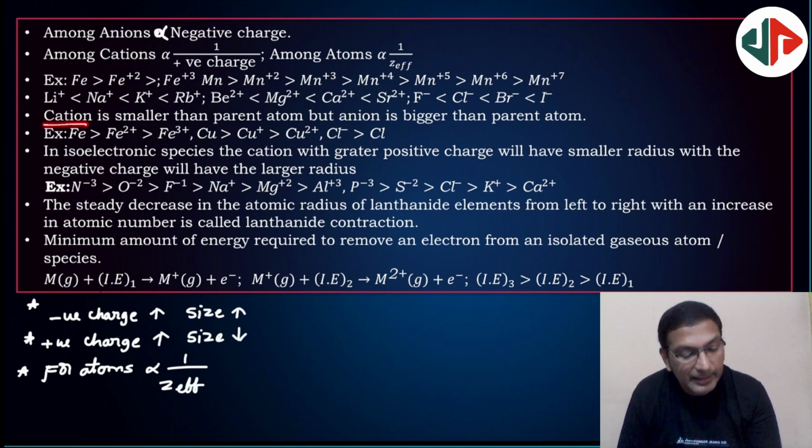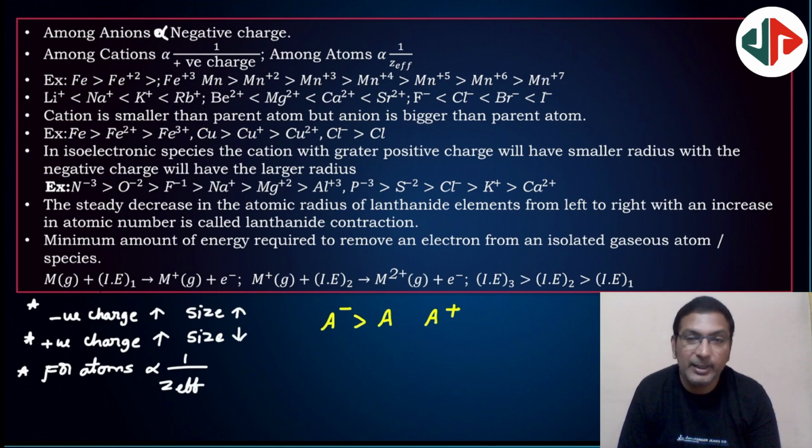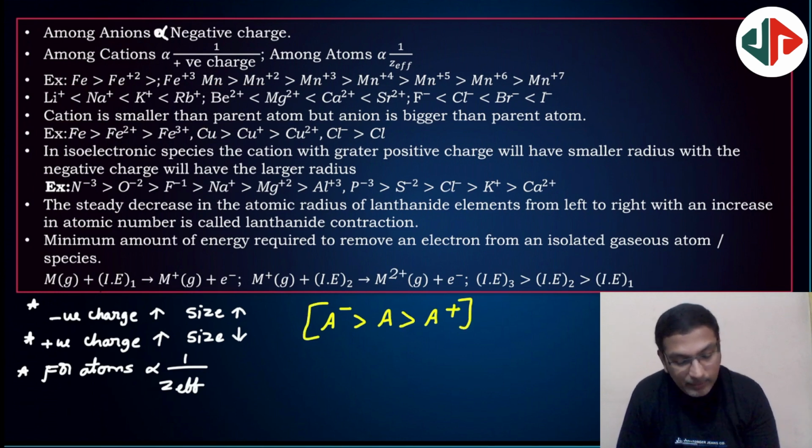Next, a cation is smaller than the parent atom, but an anion is larger than the parent atom. Simply you can write like this: anion, next neutral atom, next cation. Anion size will be more than that of the parent atom, that means the neutral atom, and cation size is less than that of the neutral atom. Size order. Very, very important.